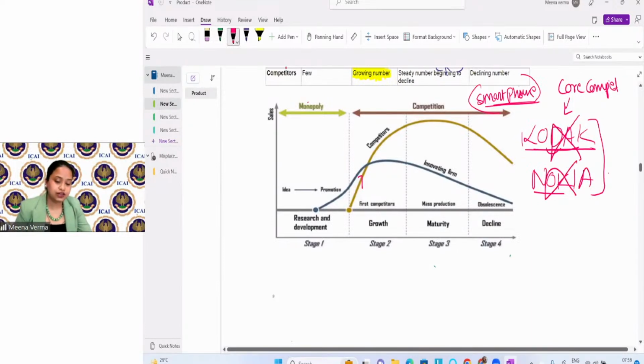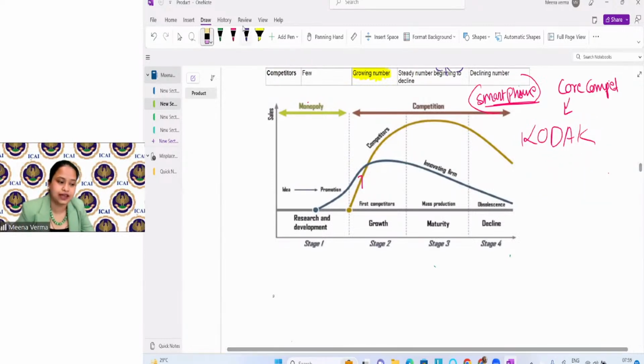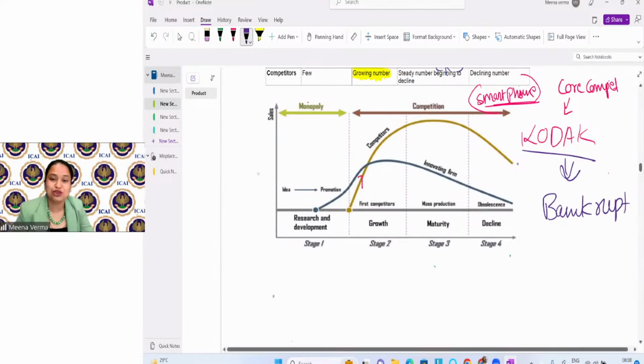Even though Kodak was the market leader, actually the world's market-leading company, it faced a worse end. This company became bankrupt at the end. Let me give you more examples.